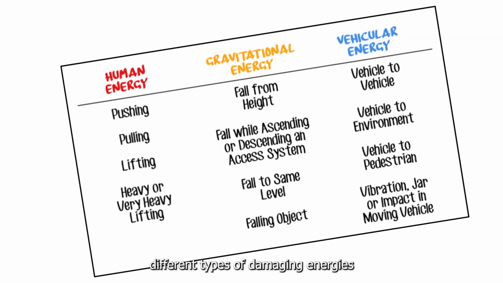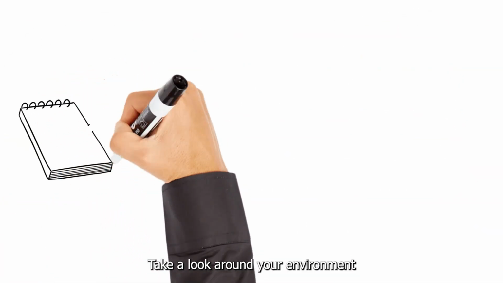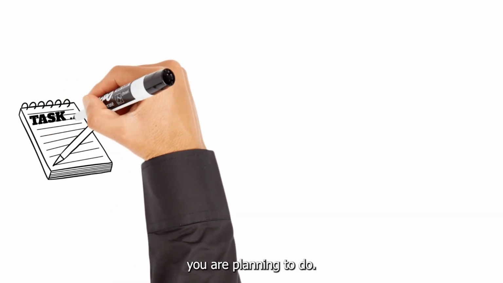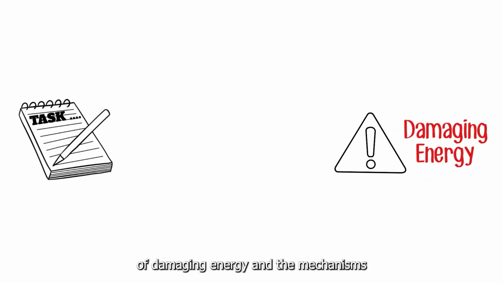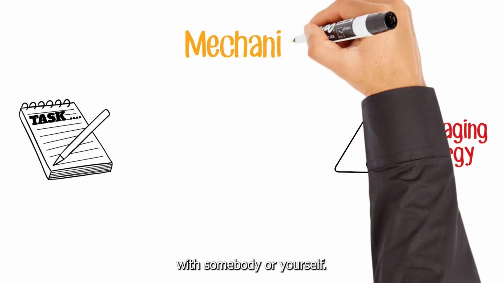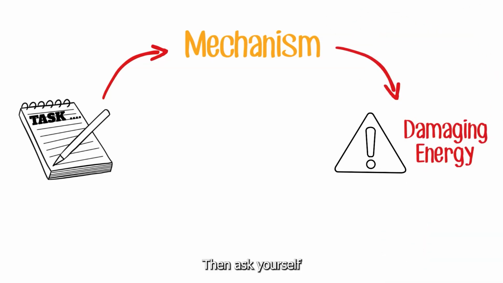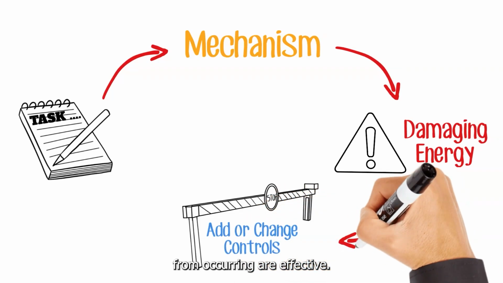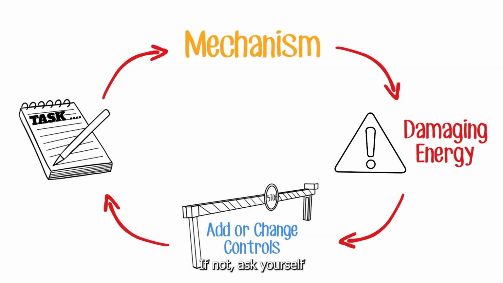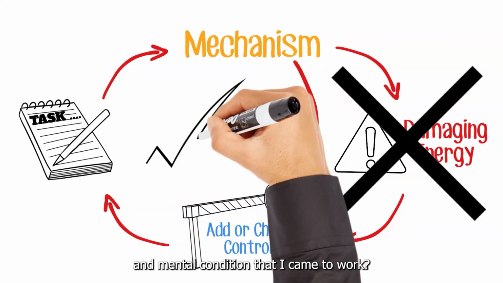Being familiar with the different types of damaging energies and their mechanisms will help when you are completing risk assessments for your next job. Take a look around your environment and think about the task you are planning to do. Consider the potential sources of damaging energy and the mechanisms by which they could adversely interact with somebody or yourself. Then ask yourself if the controls that are in place to prevent damage from occurring are effective. If not, ask yourself, what do I need to do to ensure that I go home today in the same physical and mental condition that I came to work?